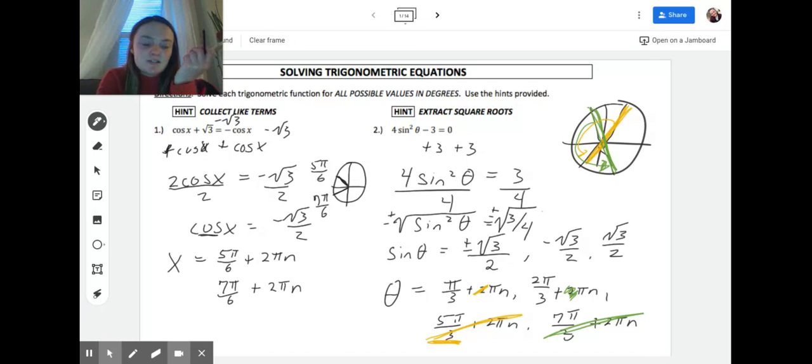Now on a quiz or test, I'm not going to ask you to do that. So technically the answer is pi over 3 plus 2 pi n, 2 pi over 3 plus 2 pi n, 5 pi over 3 plus 2 pi n, and 7 pi over 3 plus 2 pi n are totally acceptable. I just wrote them in simplest form. So if you did want to write in simplest form, it would technically just be 2 pi over 3 plus pi n and pi over 3 plus pi n. All right, let's keep on going.